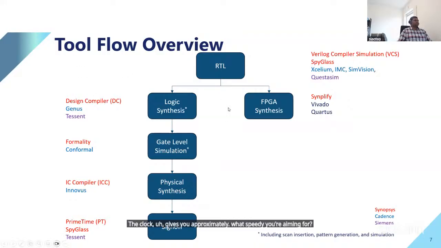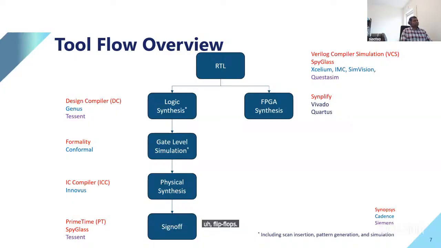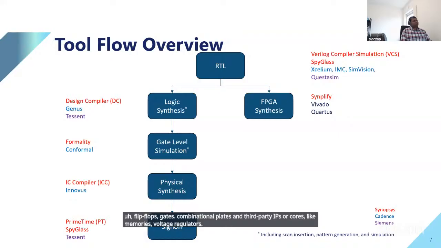And then it gives you a gate level netlist, which has the building blocks of digital design, basically flip-flops, combinational gates, and third-party IPs or cores like memories, voltage regulators, power switches, everything.